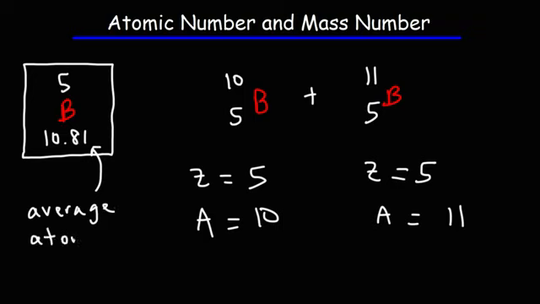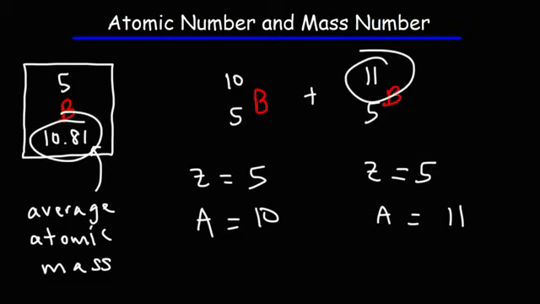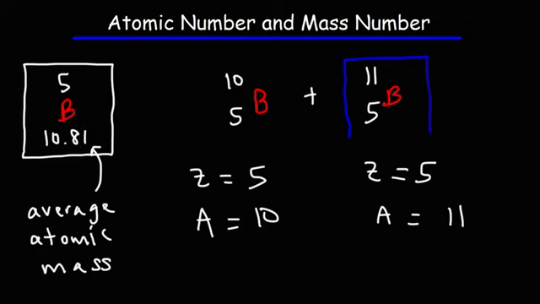Now since the average is 10.81, which isotope of boron is more abundant in nature? Would you say it's boron 10 or boron 11? 10.81 is closer to 11 than it is to 10. So that means that boron 11 is more abundant than boron 10.